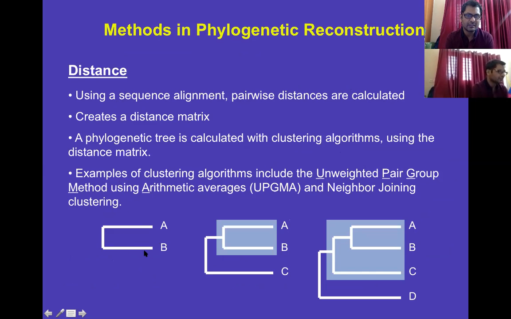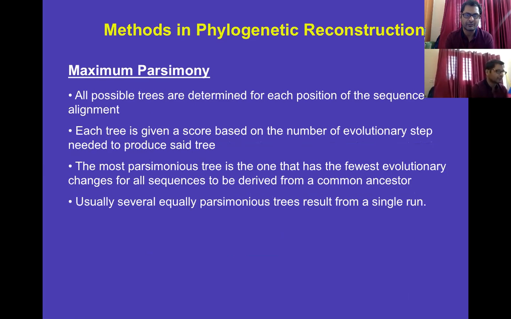Okay, so this is what we know, right? Initially the pairwise alignment is done, and then with this pair, the third one is compared, and with these three, the fourth one is compared. So this is a pairwise alignment. We have read about it in our course.